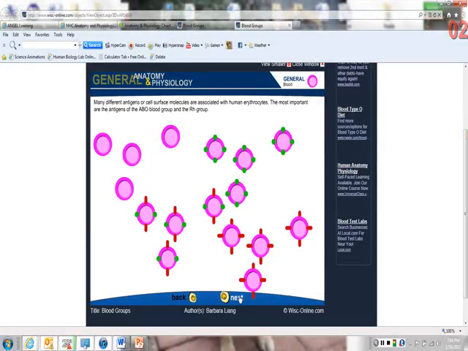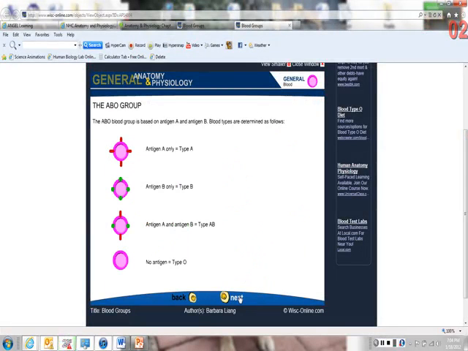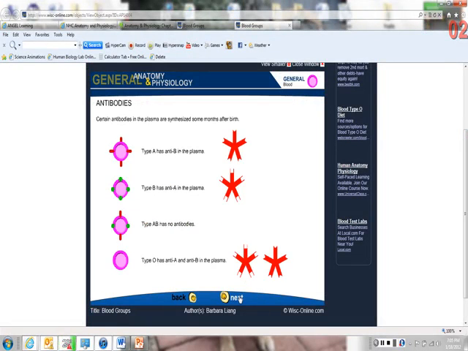Many different antigens or cell surface molecules are associated with human erythrocytes. The most important are the antigens of the ABO blood group and the Rh group. The ABO blood group is based on antigen A and antigen B. Blood types are determined as followed. Certain antibodies in the plasma are synthesized some months after birth.